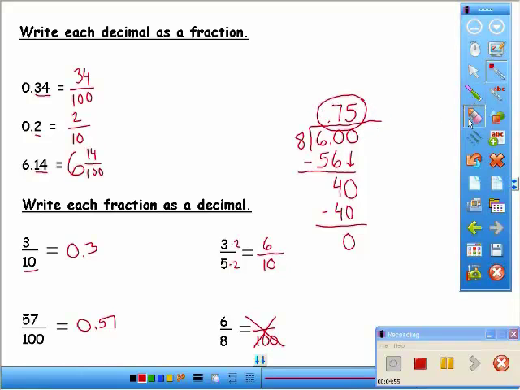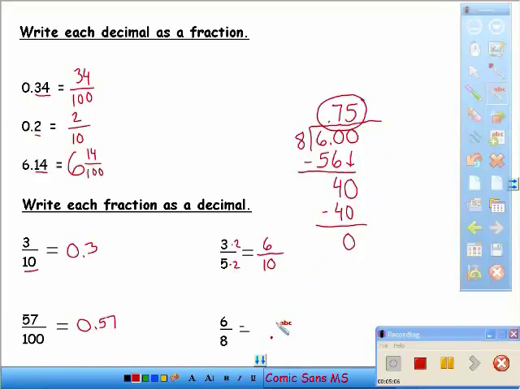So if I go ahead and now get rid of this, 6 eighths as a decimal would be 0.75, and I'm going to put that 0 out in front, 0.75. Okay, so that is how we take fractions into decimals and decimals into fractions.